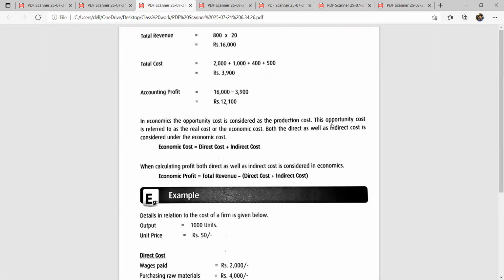As well, in economics, opportunity cost is considered as the production cost. The opportunity cost is referred to as the real cost or the economic cost. Both direct as well as indirect cost are considered under the economic cost. So the economic cost means direct cost plus indirect cost. Then the profit means the total cost should be subtracted from the total revenue.